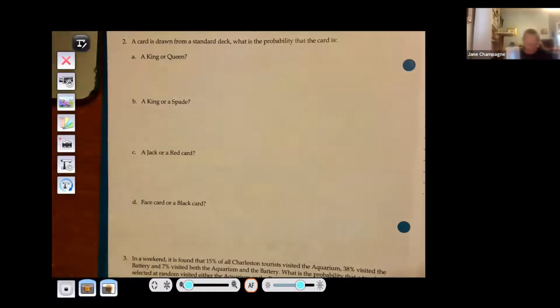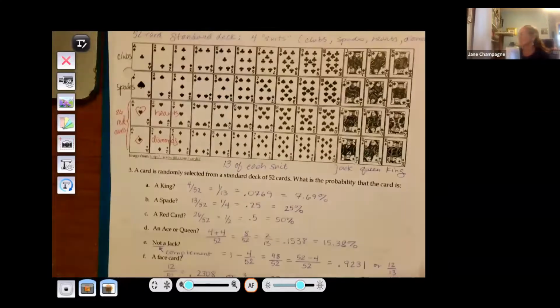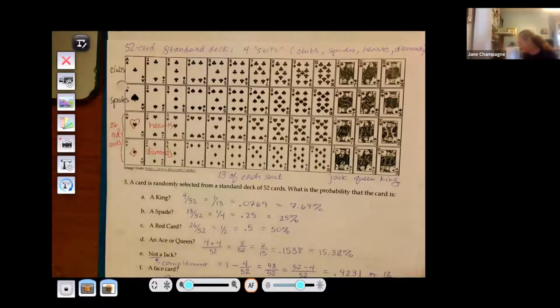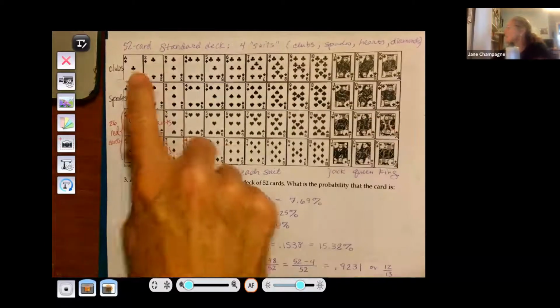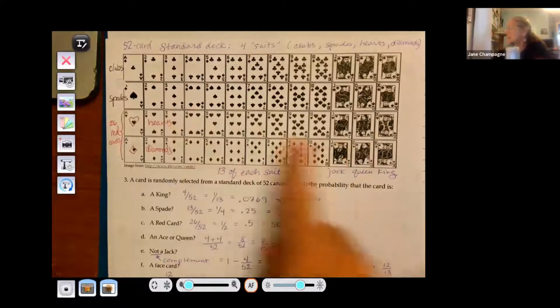If you aren't familiar with a standard deck of cards, it's probably a good idea to memorize this graphic or go to the dollar store and grab a deck of cards and check it out. Here's a deck of cards. All right, so 52 cards total. We've got 4 each of aces, 2s, 3s, 4, 5, 6, 7, 8, 9, 10s, jacks, queens, and kings. We've got 13 clubs, 13 spades, 13 hearts, and 13 diamonds.